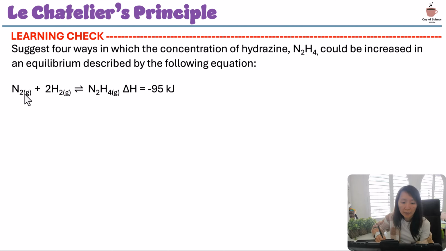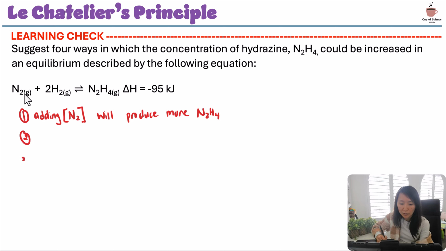So adding N2 concentration, or increasing N2, will produce more N2H4. So that's my number 1. Can you come up with 2, 3, and 4? Come back.